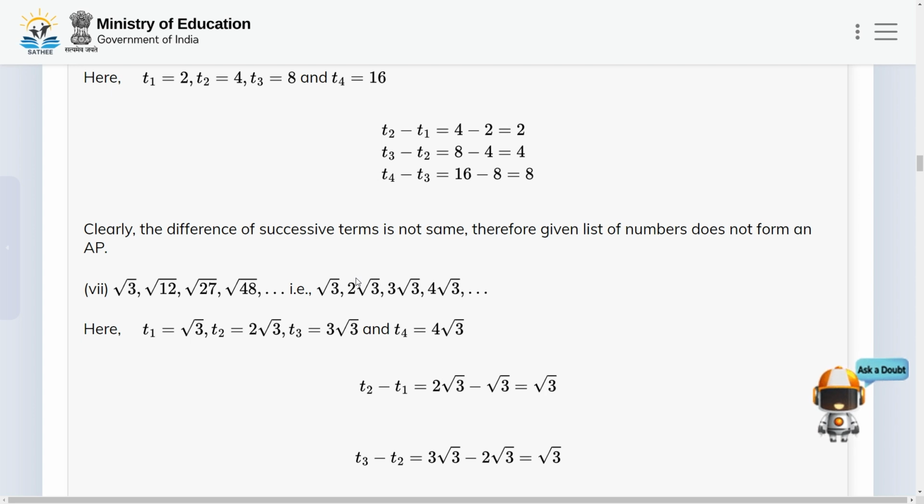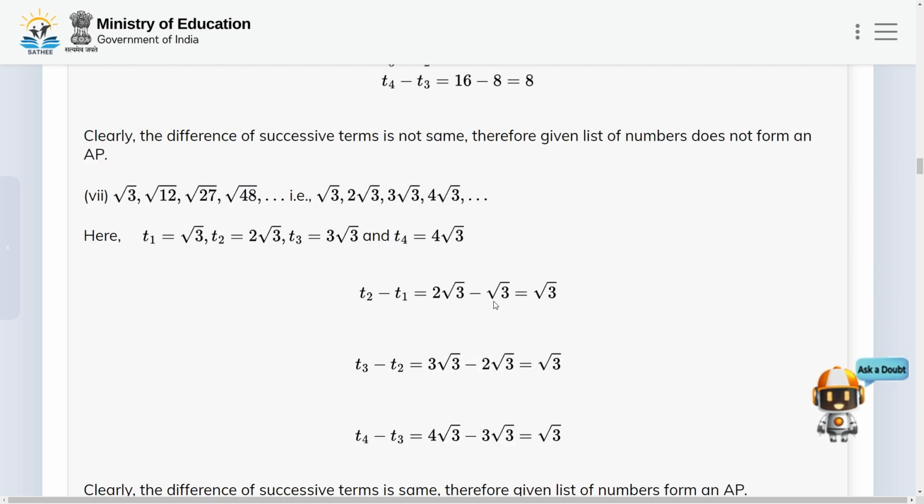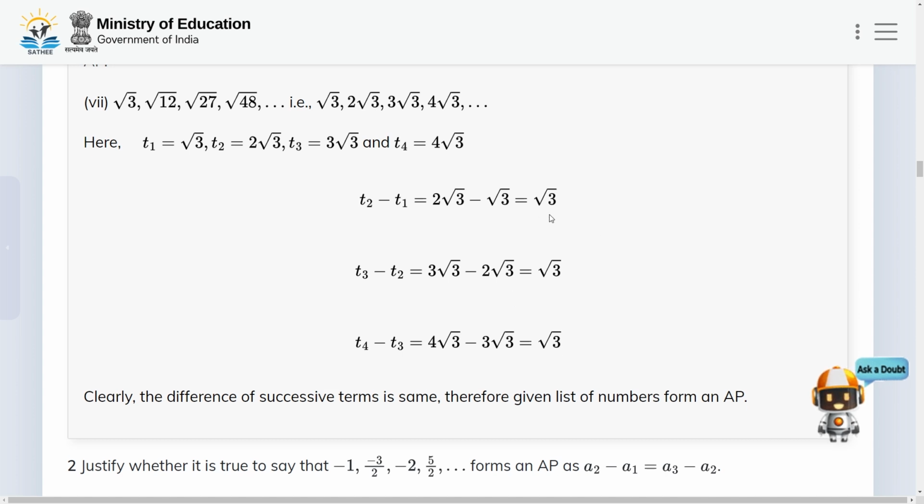Now take the differences: t2 minus t1 is equal to 2 times root 3 minus root 3, that is equal to root 3. And t3 minus t2 is equal to 3 times root 3 minus 2 times root 3, and this is equal to root 3. And t4 minus t3 is equal to 4 times root 3 minus 3 times root 3, and this is equal to root 3. So clearly t2 minus t1 is equal to t3 minus t2, which is equal to t4 minus t3. So clearly the difference of successive terms is the same. Therefore, the list of numbers forms an AP.